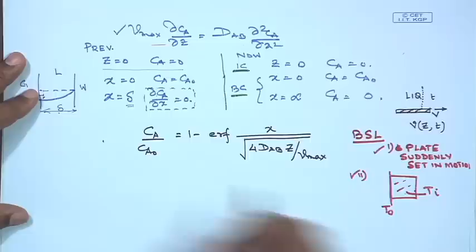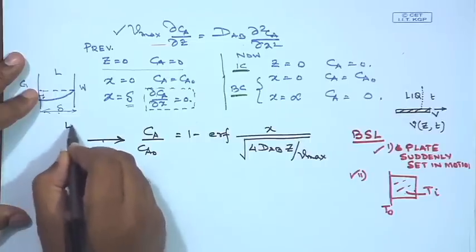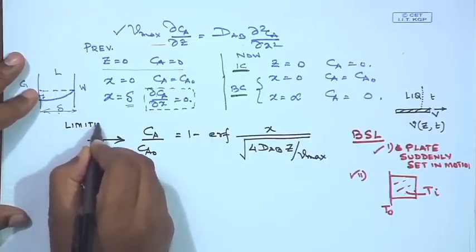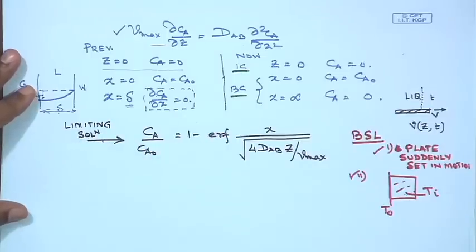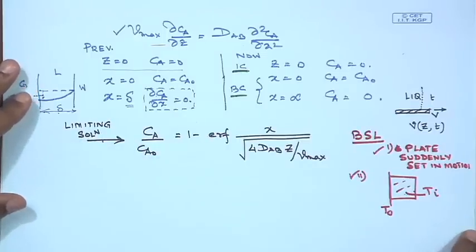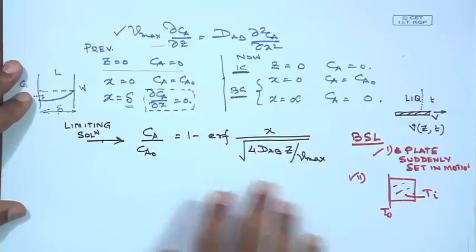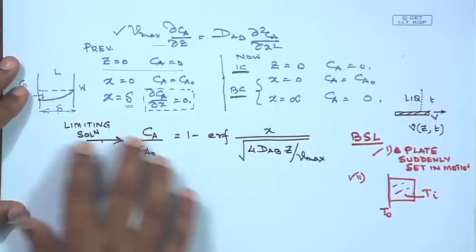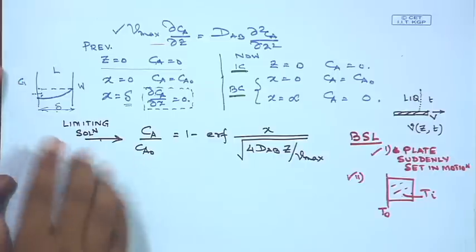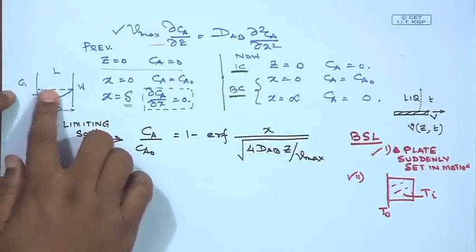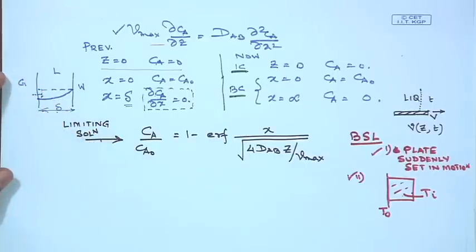So, this is a limiting solution that you get for the case of concentration distribution. In the next part of the class, I would show you how to use this limiting solution to obtain the total amount of mass transfer from the gas to the film, and what are the parameters on which it would depend.